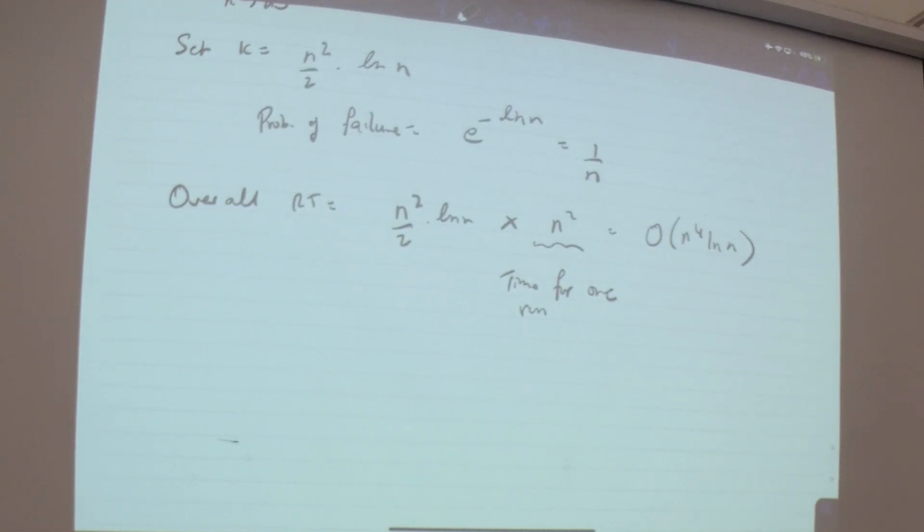What I will show you next time is how you can make one tiny tweak to this algorithm. A very small tweak that will bring its running time down to n squared. Actually n squared log n. Just a very small trick. And that will be next time.